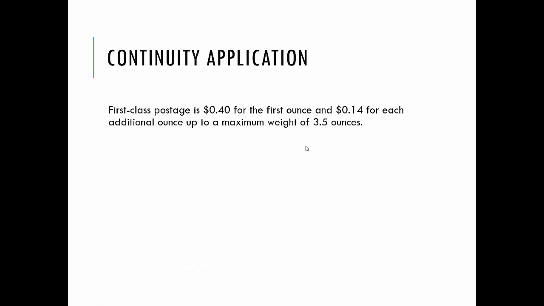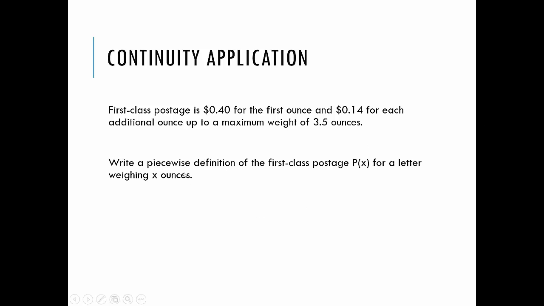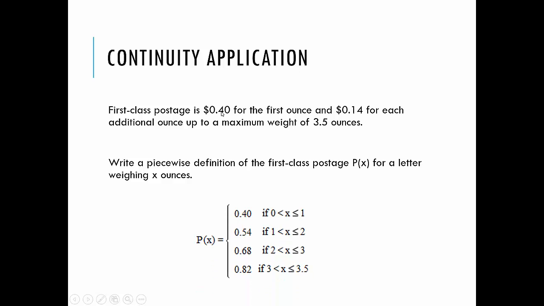So we've been talking about continuity. Let's see an application of this. First class postage is 40 cents for the first ounce and 14 cents for each additional ounce, up to a maximum weight of 3.5 ounces. We want to write a piecewise definition of the first class postage, P of x, for a letter weighing x ounces. Well, we go back up here and we read this, and it says 40 cents for the first ounce.